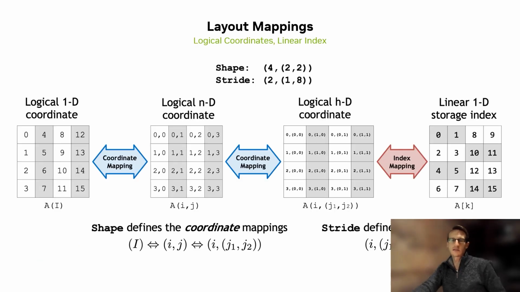Let's revisit the coordinate spaces. A layout is a function object that maps logical coordinate spaces to each other and to storage indices. Every layout has a 1D logical coordinate space, an n-dimensional logical coordinate space, and potentially a hierarchical or natural coordinate space. The inner product of the natural coordinate with the strides produces the storage index on the right.